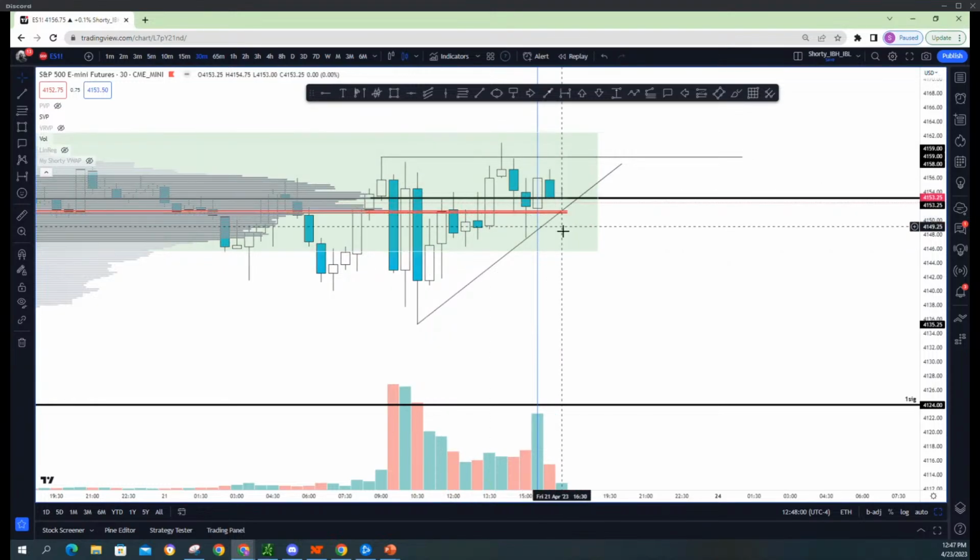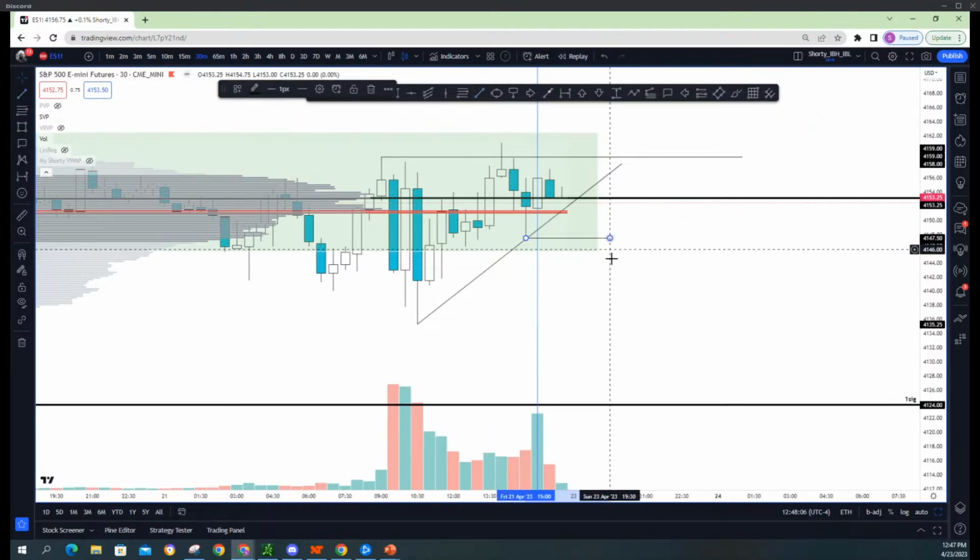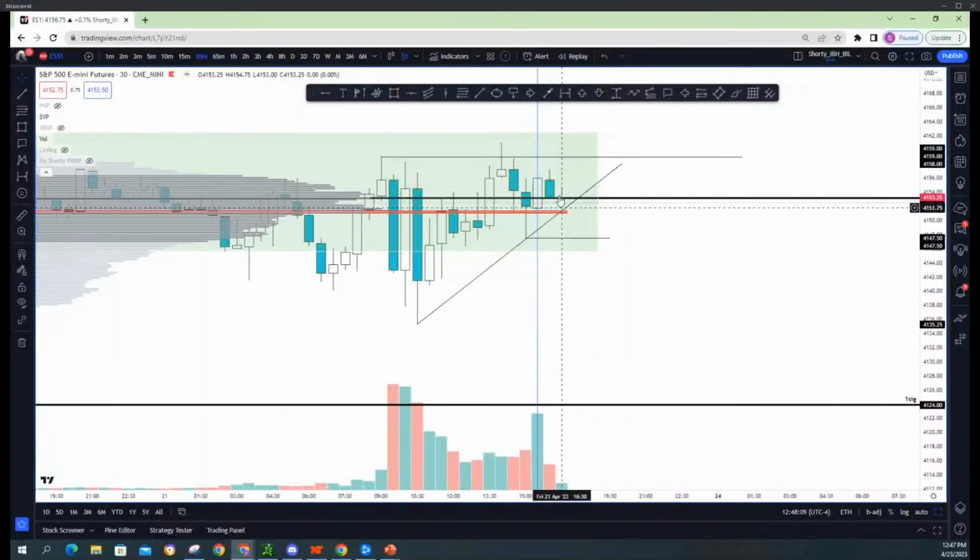If you break this POC, would I short it right below this POC? Probably not. I would wait for this. Let me get a nice little break of the lows, right? You break this low and then give me a nice imbalanced candle here, and I'll find an entry here, probably 50% of it or something like that.